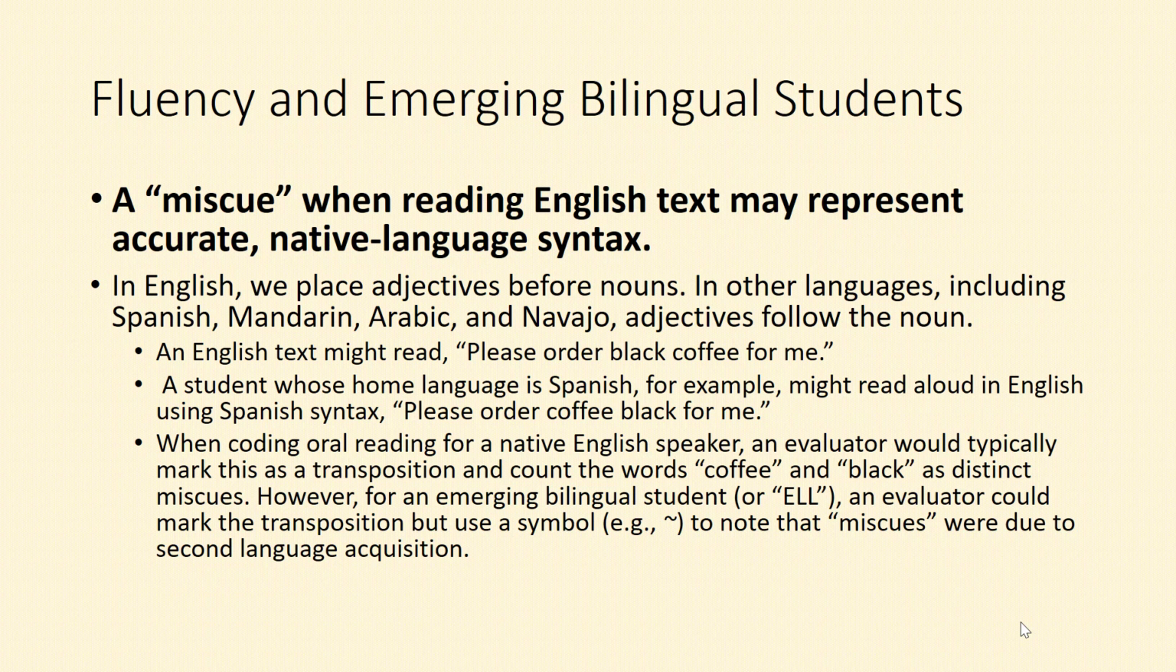So for example, in English we might place adjectives before nouns. So I might say I want black coffee, right? The adjective black is describing how I take my coffee. In other languages, including Spanish, Mandarin, Arabic, Navajo, adjectives follow the noun. So a student whose home language is Spanish, for example, might read aloud in English using Spanish syntax just because that's a natural thing that emerging bilingual, emerging biliterate students do.